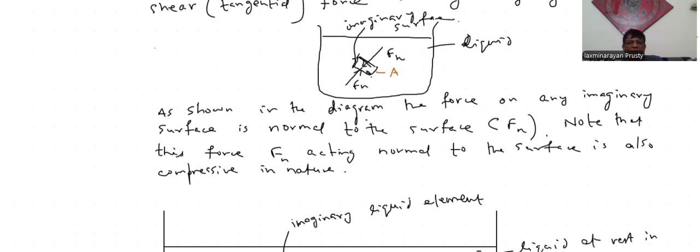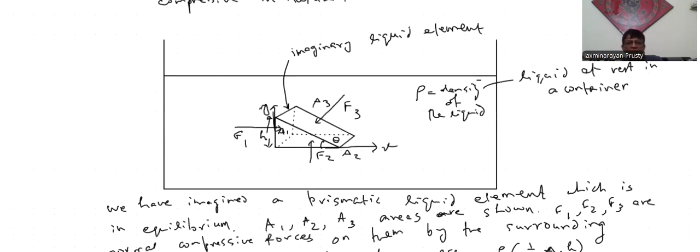I've drawn a bigger diagram. This is a container and we have got some liquid in it. This liquid is in equilibrium, at rest. And I have imagined a prismatic or wedge-shaped liquid element here. Since the whole liquid is at rest, so also this prismatic element of the liquid is in equilibrium. What are the forces on this? Let's say this is my x-axis, y-axis, z-axis. A total of 5 forces: one slant, one horizontal, one vertical, and 2 other faces perpendicular to the z axis, which I am not discussing right now.